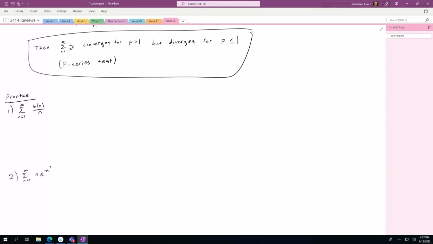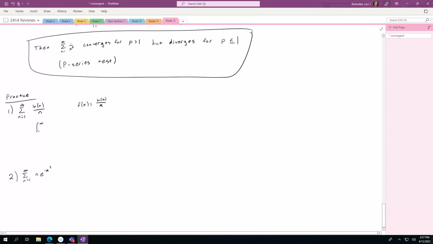So our first one, we're going to apply the integral test. We're going to let f of x equal the natural log of x divided by x. When x is larger than 1, it's positive, since natural log of x is positive and x is positive. It's continuous, because the only places it would be discontinuous are where x is smaller than or equal to 0. And it's decreasing because x is a faster growing function than natural log of x. Which means we can apply our integral test.